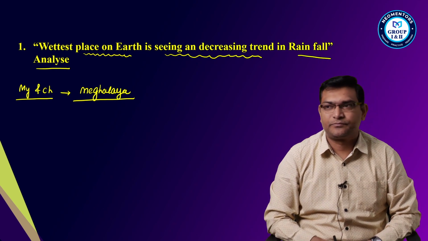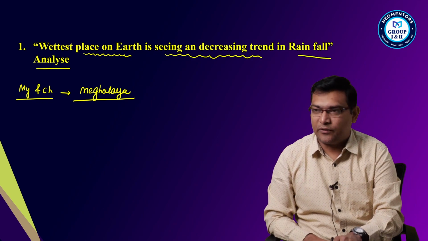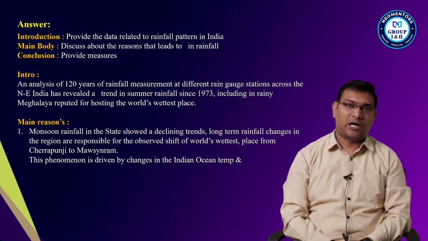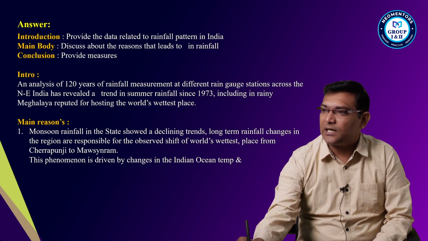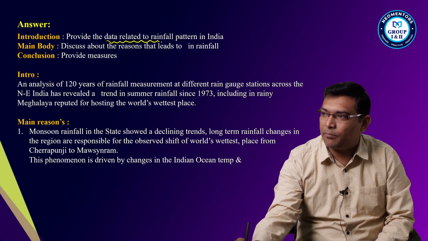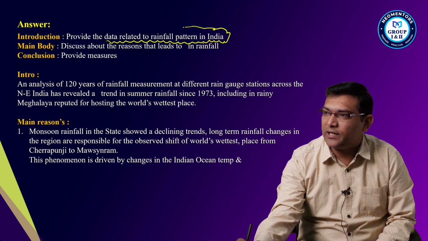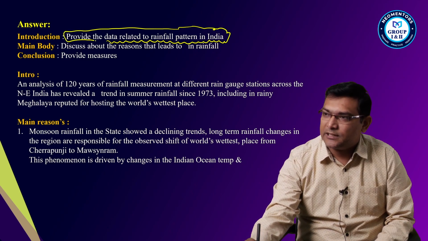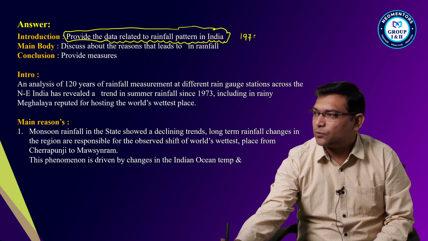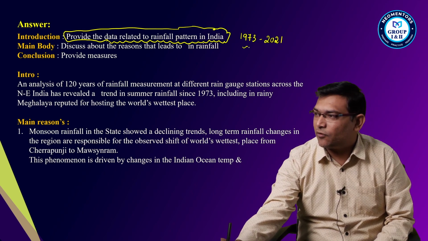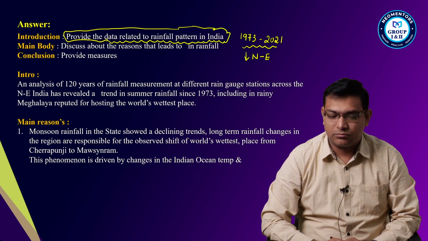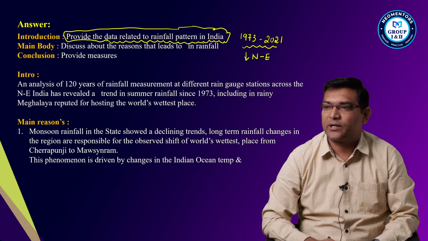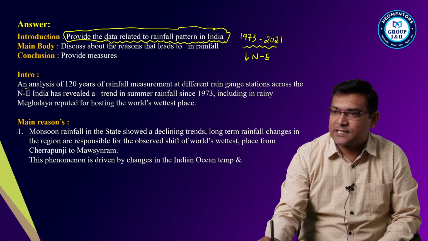Why are they decreasing and what are the reasons for it? So let us see. First, how do you write the answer, what is the structure? In the introduction, you can provide the data related to the rainfall pattern in India. If you have the rainfall data, just give it: that from 1973 to 2021 the rainfall has been decreasing in the northeast. That is one point. Or you can write directly, for example, an analysis. That is one introduction.